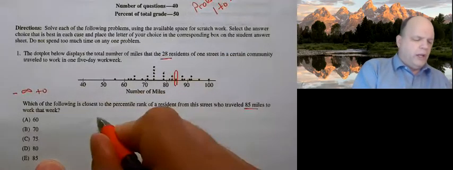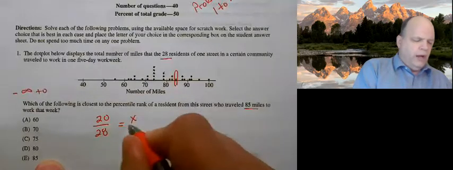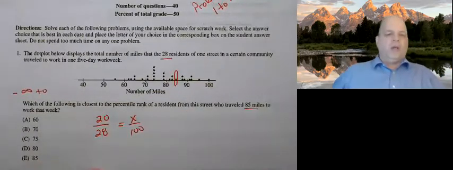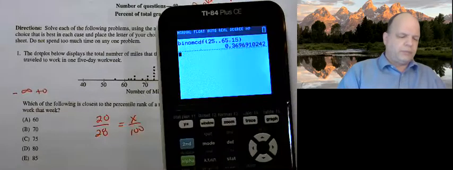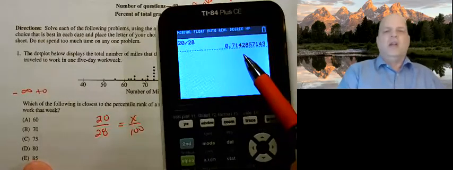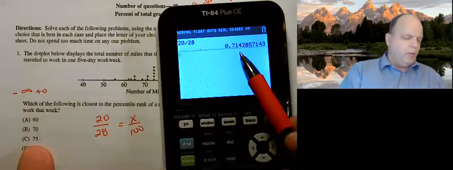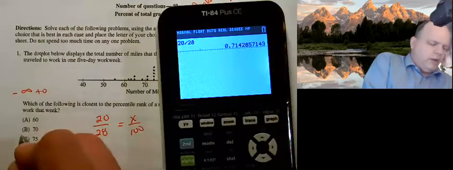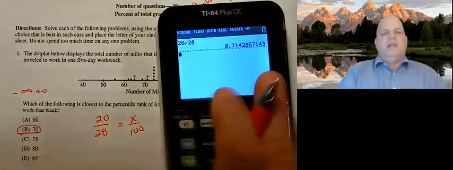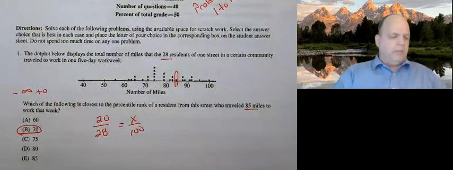So our percentile rank is just going to be 20 over 28 equals x over 100. And we go ahead and solve that. 20 divided by 28, and we get about 71%. So our best answer right here is going to be 71. So we get about 71.4. Our best answer is going to be B. All right. So B would be our best answer on that particular problem.